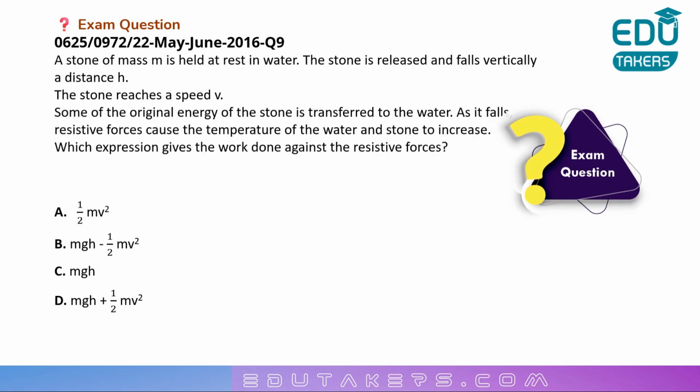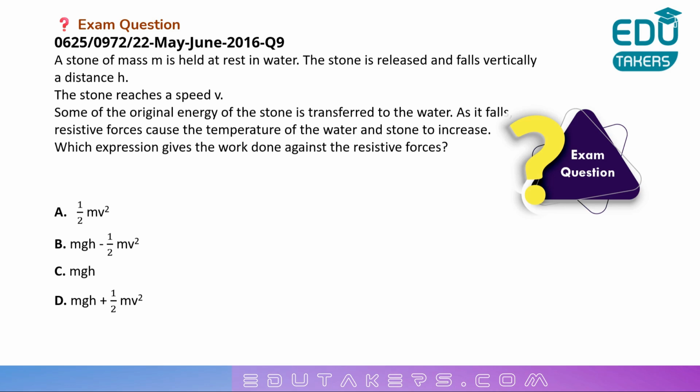Look at an exam question talking about work done against resistive forces. A stone of mass m is held at rest in water. The stone is released and falls vertically a distance h. The stone reaches a speed v. Some of the original energy of the stone is transferred to the water. As it falls, resistive forces cause the temperature of the water and stone to increase. Which expression gives the work done against the resistive forces?